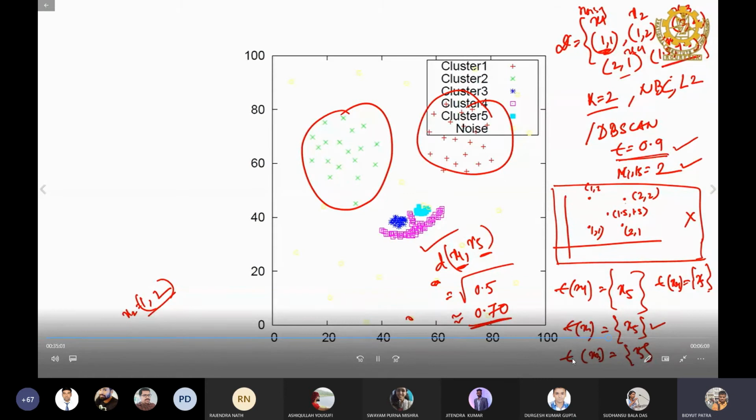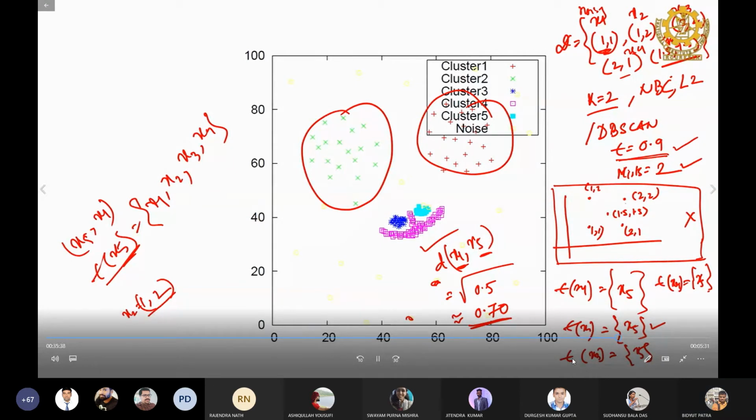Now you go to the point x5. You compute the distance from x5 to x1. What is the distance? 0.7. So it is lesser than 1. Therefore within the epsilon of x5, which points will come? x1 will come, and then x2 also will come, then x3 will come, and x4 will come. So what is the minimum point? The minimum point is 2. Therefore x5 is a core point.